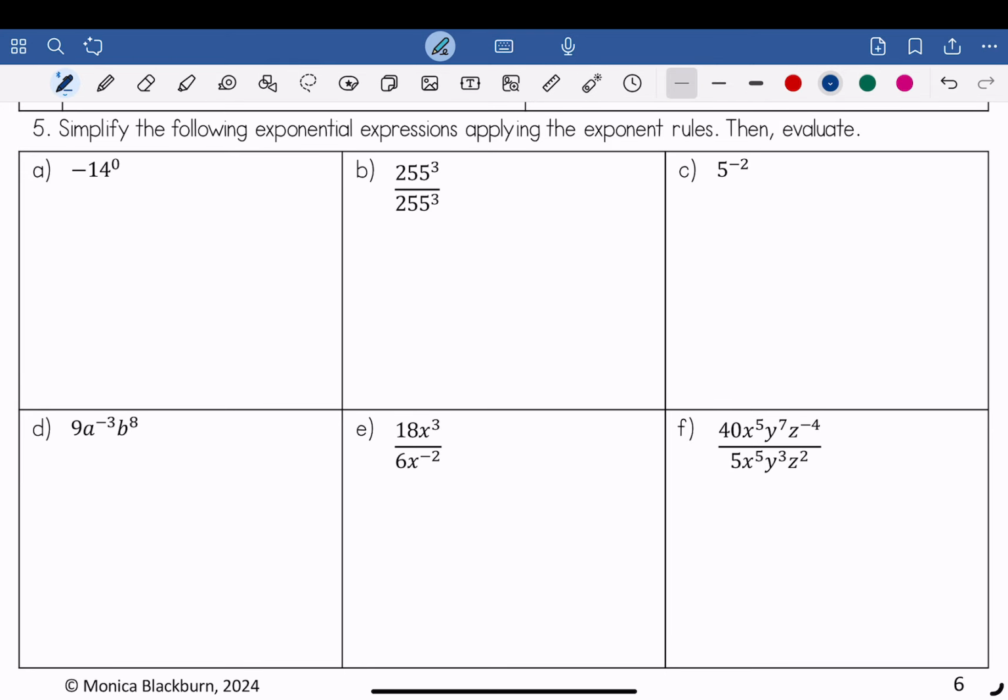5a. Simplify the following exponential expressions applying the exponent rules, then evaluate. So negative 14 to the power of 0, the negative is not part of the base, therefore we write the negative, and then 14 to the power of 0 is 1. Therefore, the final answer is negative 1.